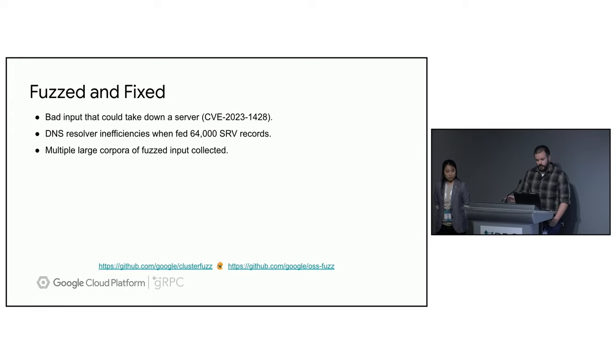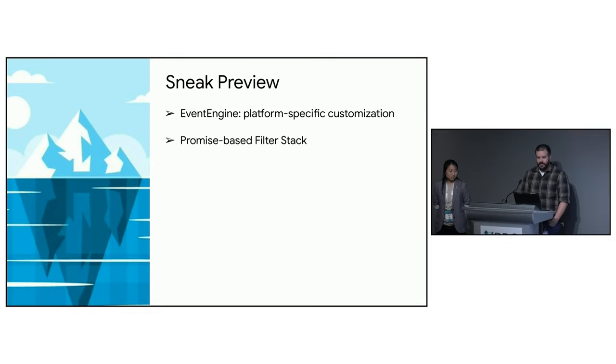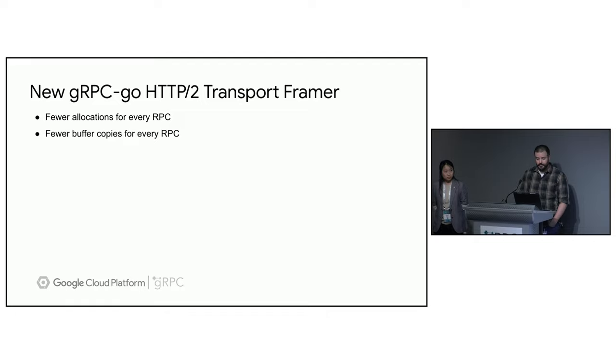And we have many large corpora of inputs that had all caused problems in different ways, all of which are now fixed. These inputs are all now tested regularly for regressions, and they are used to inform mutations for the engine. Finally, I'd like to wrap up with a quick sneak preview of some of the performance-oriented projects that we've been working on for the last couple years.